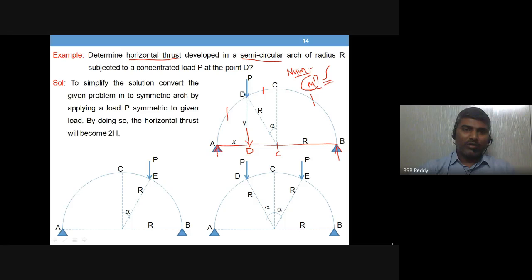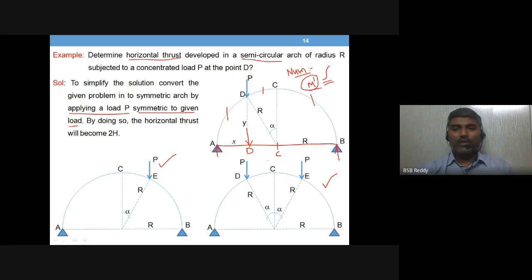To simplify the solution, convert the given problem to a symmetric arch by applying a load P symmetric to the given load, which means you have to add one load like this at the same location. The given load is at an angle of alpha from the crown, to the left of the crown. So I add, to the right of the crown at the same angle, the same load. Now it is the same as a symmetric case. So this is the final one.